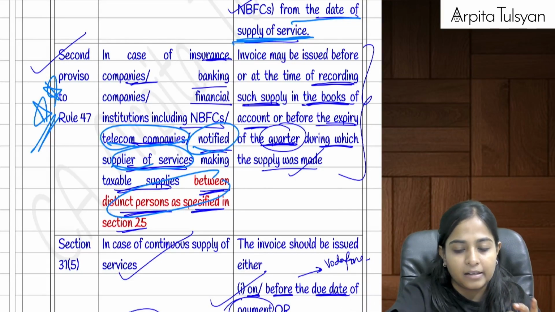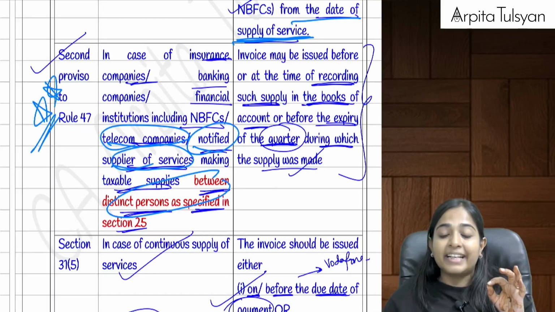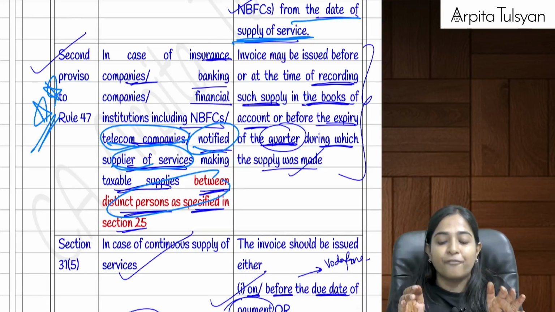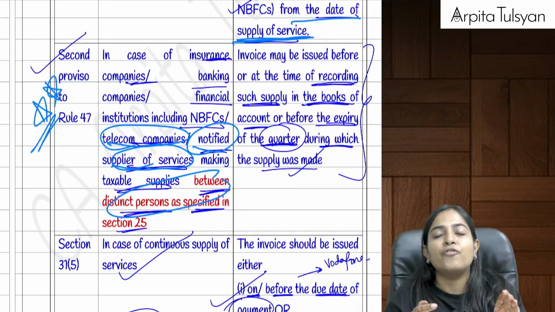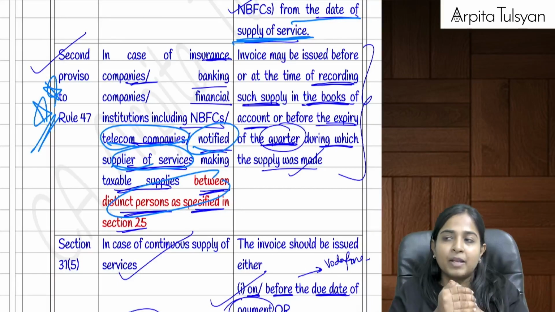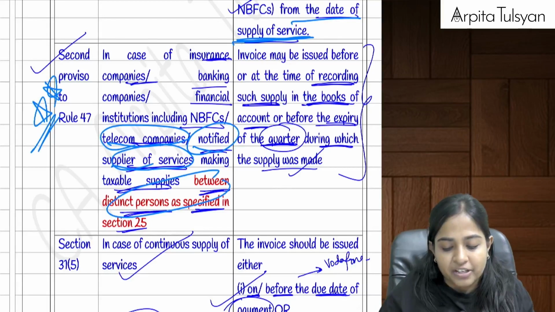This is a little different. Invoice may be issued before or at the time of recording the supply in the books of accounts, or before the expiry of the quarter, before the end of the quarter in which the supply was made. So two options are available. Ideally it is whichever is earlier.